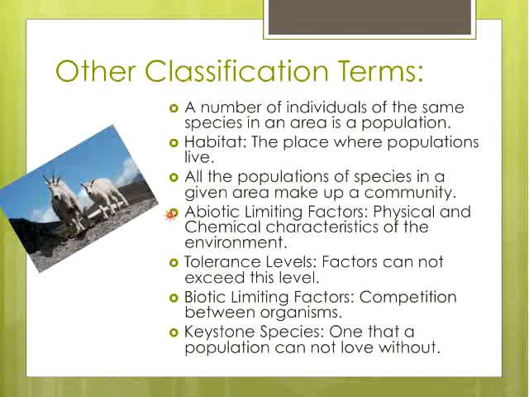Then it talks about abiotic limiting factors, which are physical and chemical characteristics of the environment. So these are factors such as rainfall amounts, oxygen levels, things like that. Tolerance level is the level that factors cannot exceed. This is the maximum level of a factor that the population can take before they become extinct. Biotic limiting factors is competition between organisms. So biotic means life, as we said. So it's when one organism fights with another over something, such as grassland or some sort of situation like that. And there's keystone species, which is one that a population cannot live without.